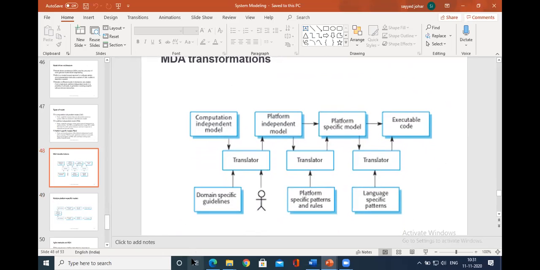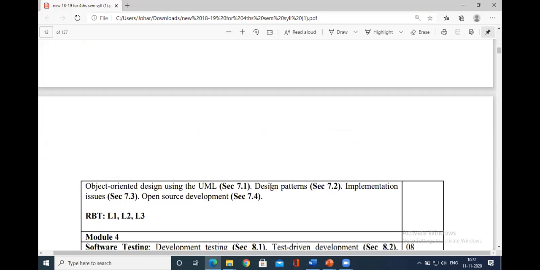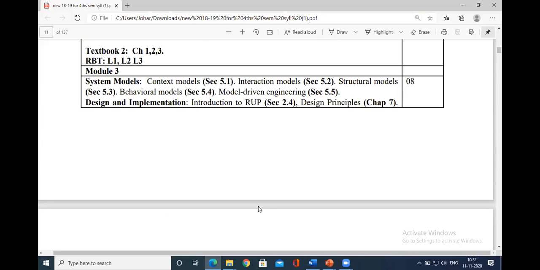So I hope we can switch over to the concept of design and implementation, because we need to cover what patterns are. This is an important point with respect to examination or internal point. What are design patterns, and what is object oriented design using Unified Modeling Language. This is an important open source development topic that could be covered later on.